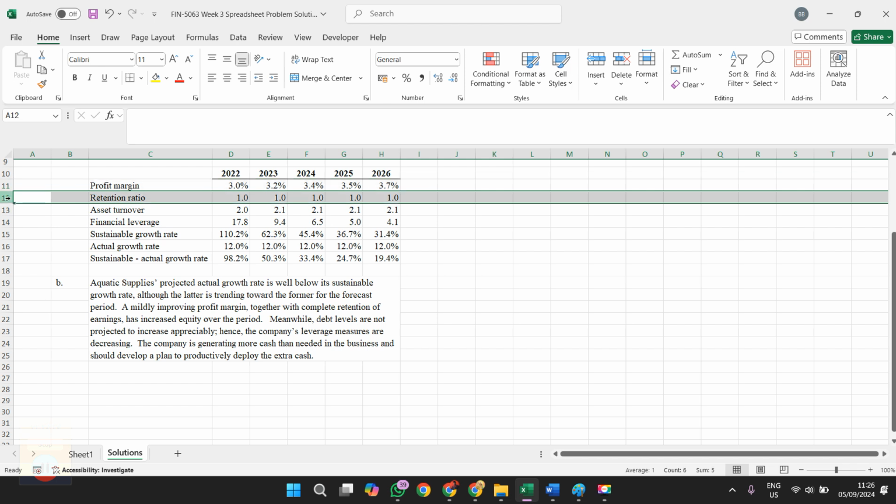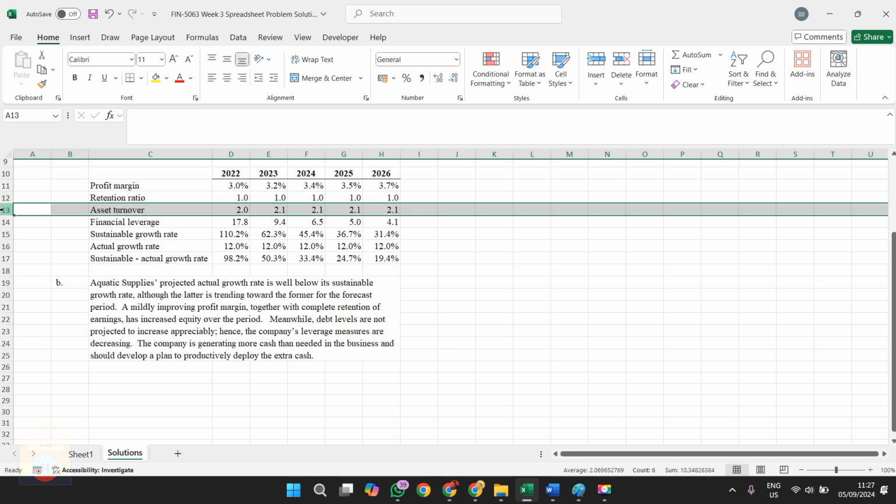Next one is the retention ratio. We maintained it at one, because whatever income we generate will be utilized for the next year's operation. That's fine. Next, asset turnover ratio. If you cross check the asset turnover ratio, compared to 2022 it increased by 0.1 in 2023, then it maintained stability. So this was good rather than losing assets.